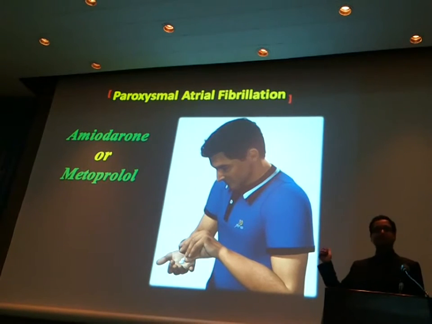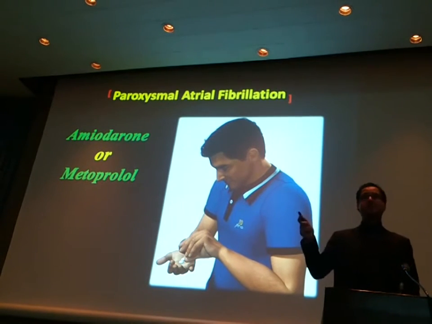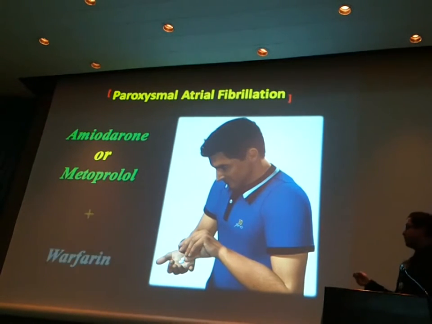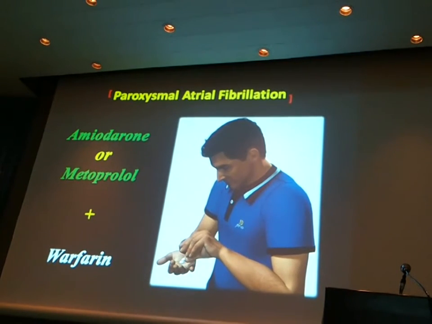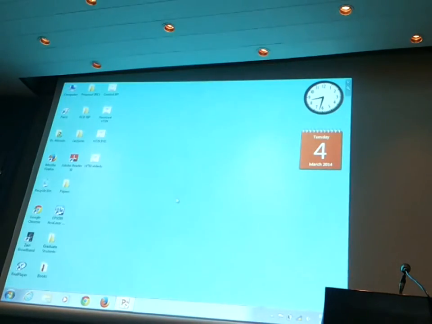And one of the major drugs used in this category is metoprolol. And there's another thing in clinical practice, because this disease is associated with a very high risk for stroke. These patients are usually put on an anticoagulant drug like warfarin. Okay, we're done. Any questions before we get to the second lecture?